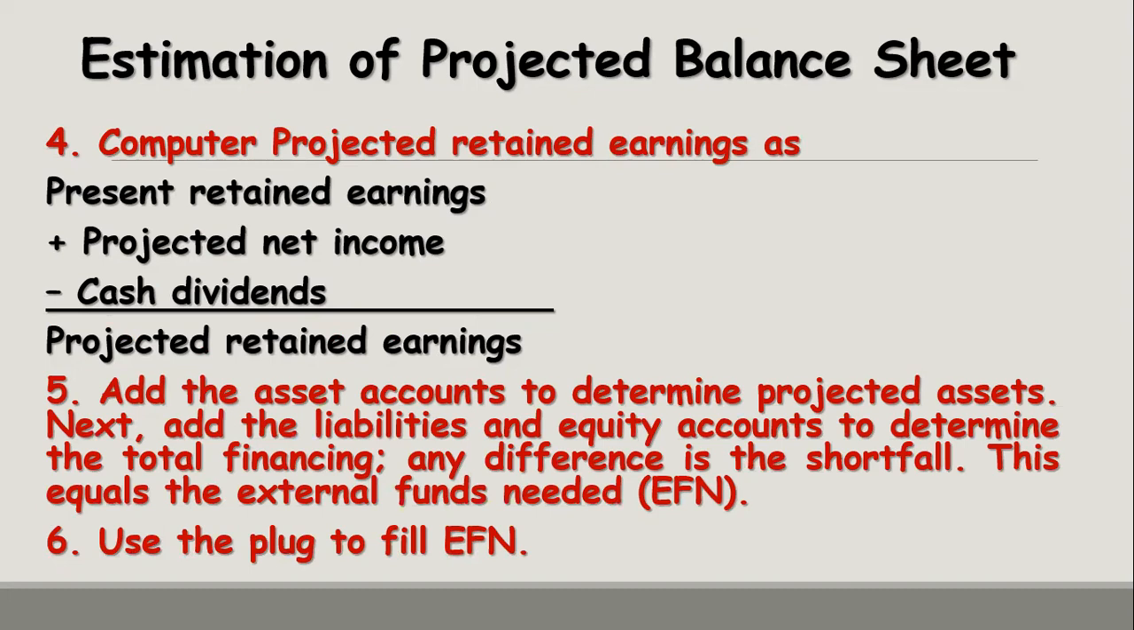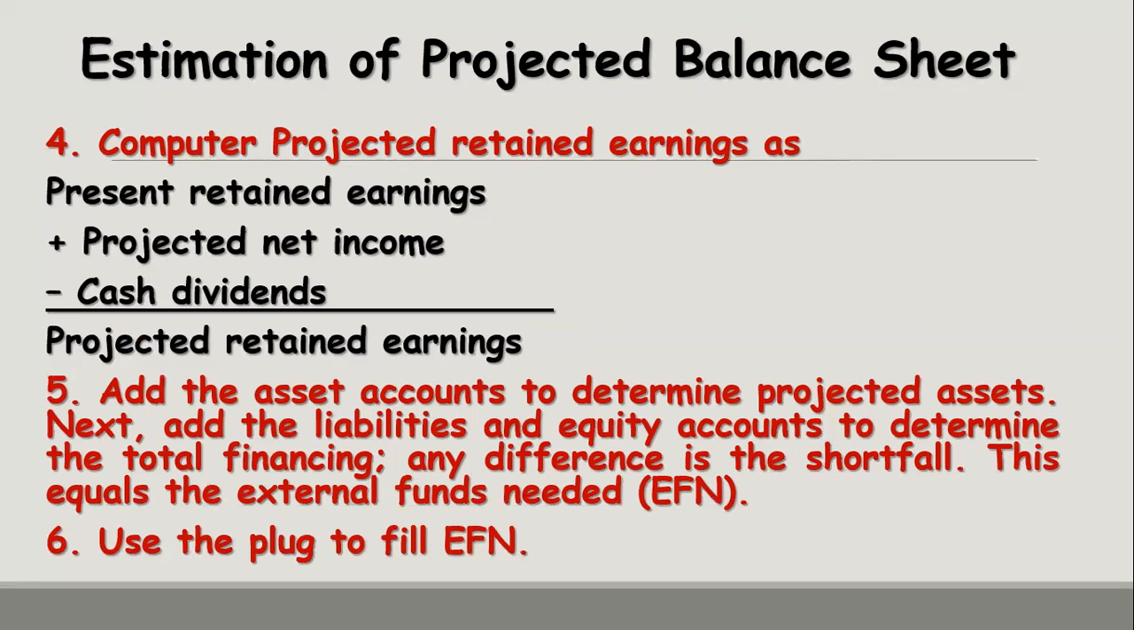Compute projected retained earning: present retained earning plus projected net income minus cash dividend. So from here, we can have a figure for the projected retained earning. Add the asset accounts to determine the projected assets. Next, add the liabilities and the equity accounts to determine the total financing. Any difference is the shortfall. This is equal to external financial need.